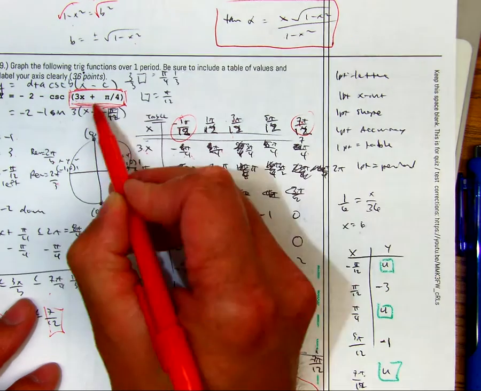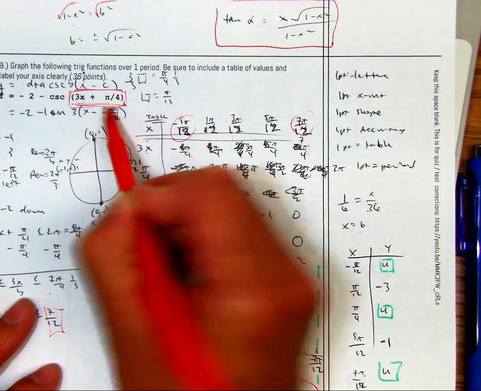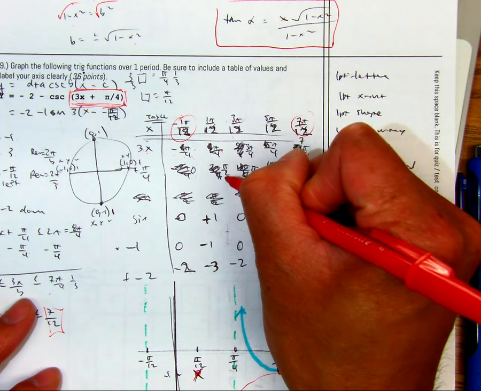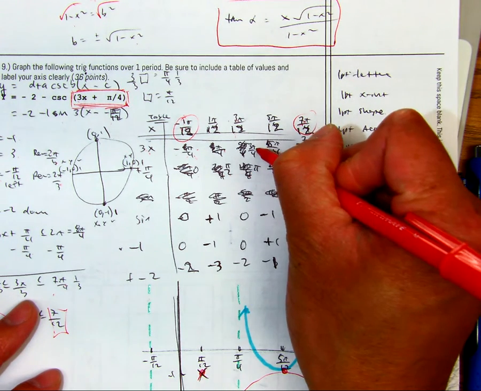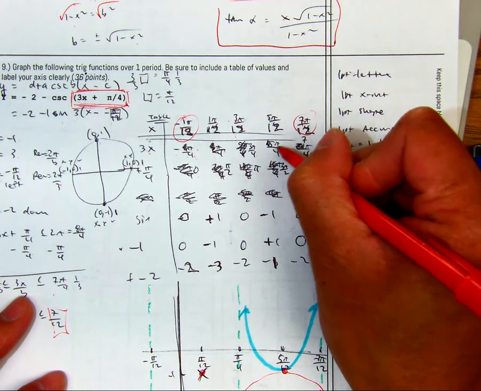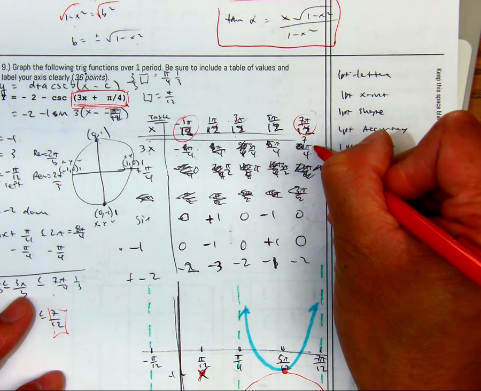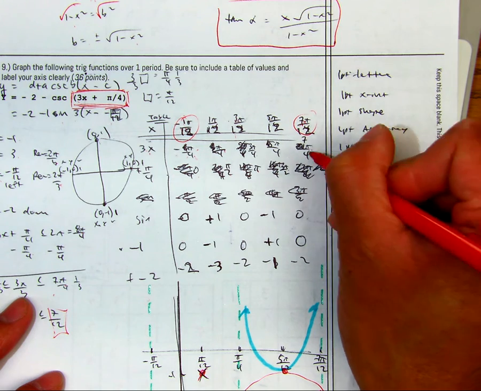Then you're going to add pi over 4 to each of those, so this becomes 0, that becomes 2 pi over 4, which is pi over 2, this becomes 4 pi over 4, which is pi, and that becomes 6 pi over 4, which is 3 pi over 2, and then 8 pi over 4, which is 2 pi.